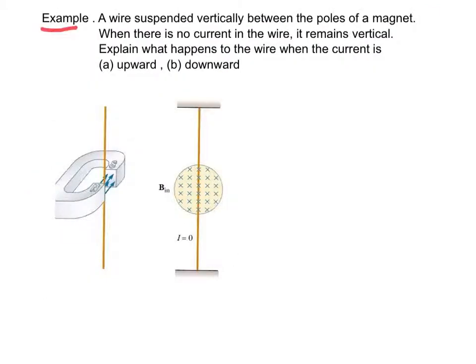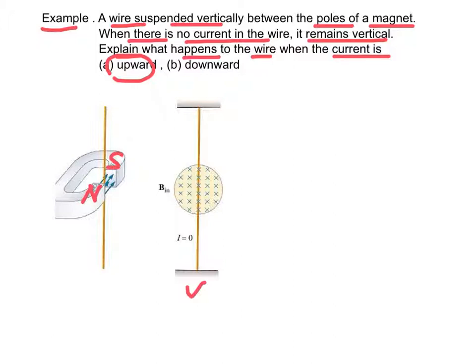An example: a wire suspended vertically between the poles of a magnet as shown in the diagram. When there is no current in the wire, it remains vertical. Explain what happens to the wire when the current is A, upward, and B, downward.